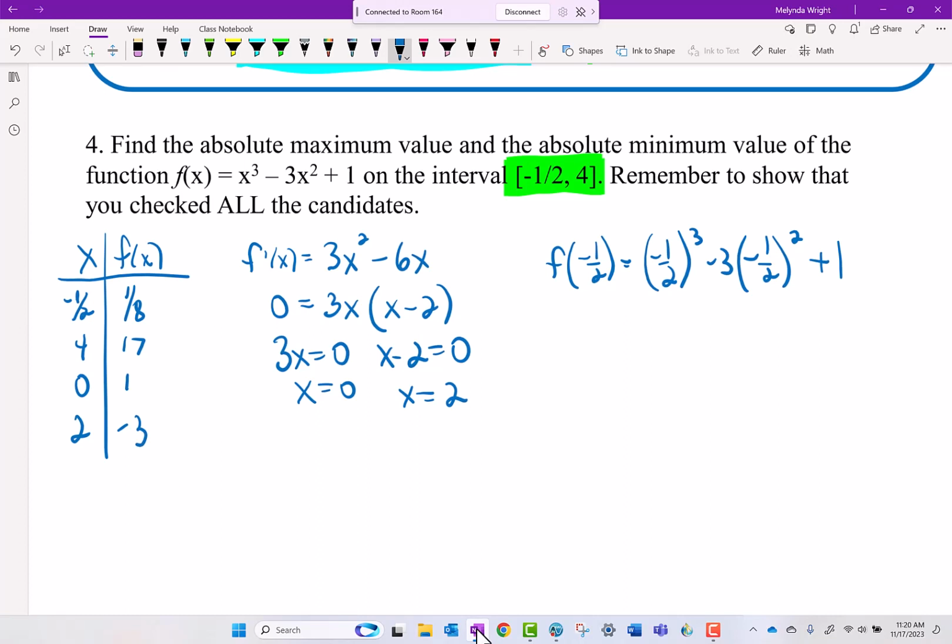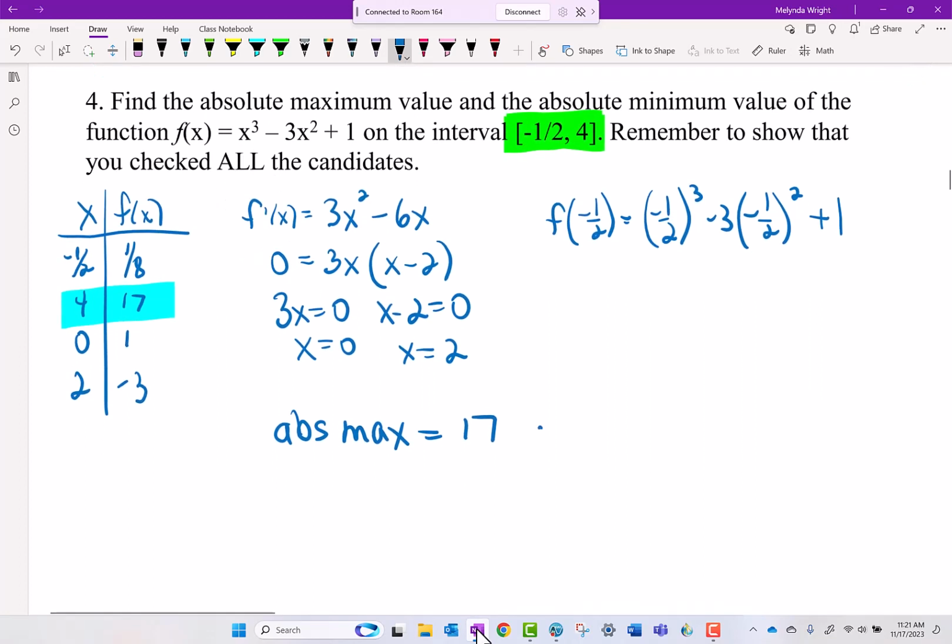So I'm looking at all the y values, and I've got to pick out the very biggest y value. The very biggest y value is right here. Right? That's the very biggest y value. So I'm going to say absolute max equals 17 at x equals 4. So they have the information. Any information they need, they've got.